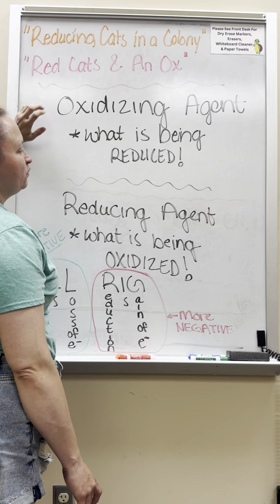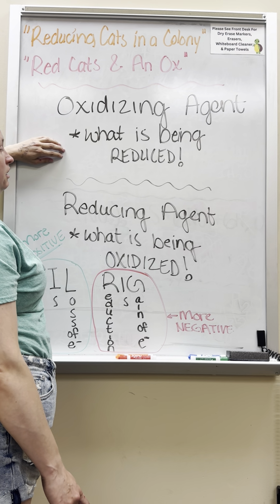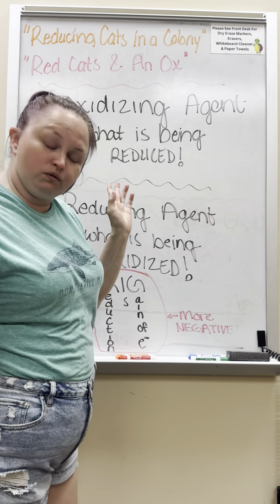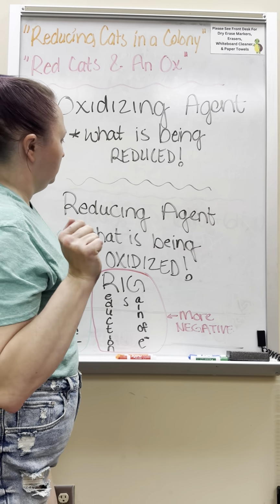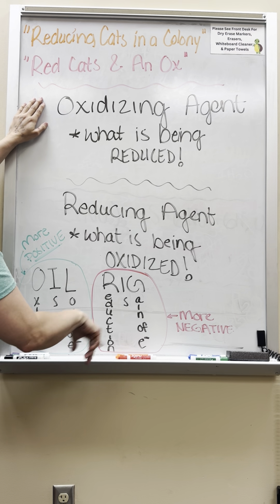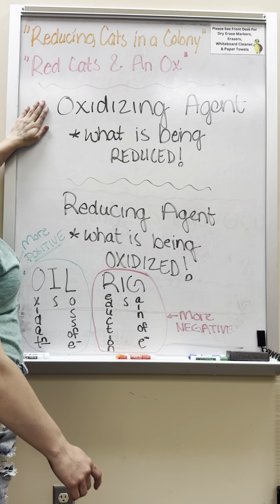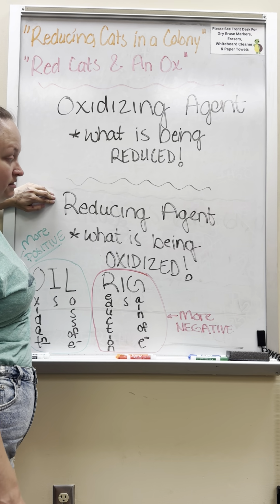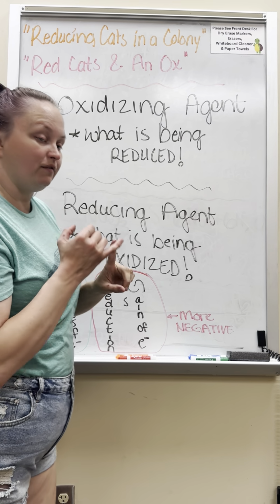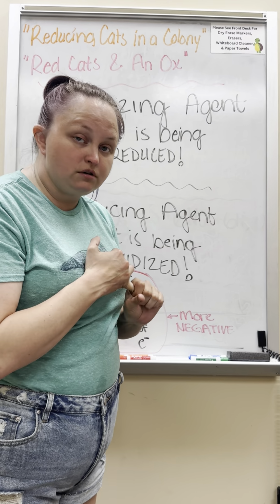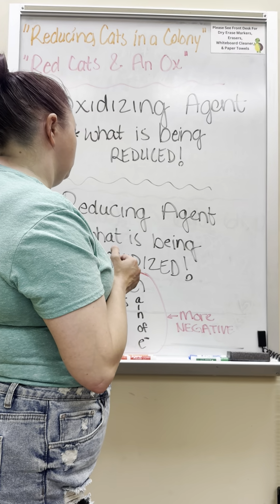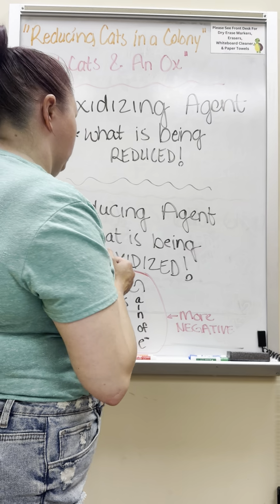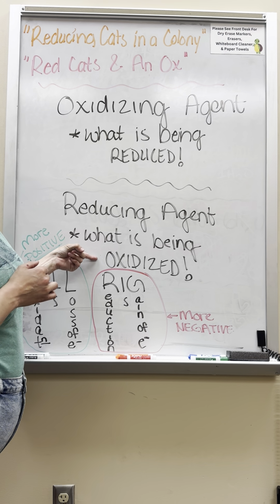Oxidizing agent: what is being reduced is what the oxidizing agent is. It's not really logical why that would be the case until you get down here. But the oxidizing agent is what is being reduced. The reducing agent is the opposite. So if you can find what is being reduced, then your reducing agent is going to be the exact opposite, because it's what's being oxidized.